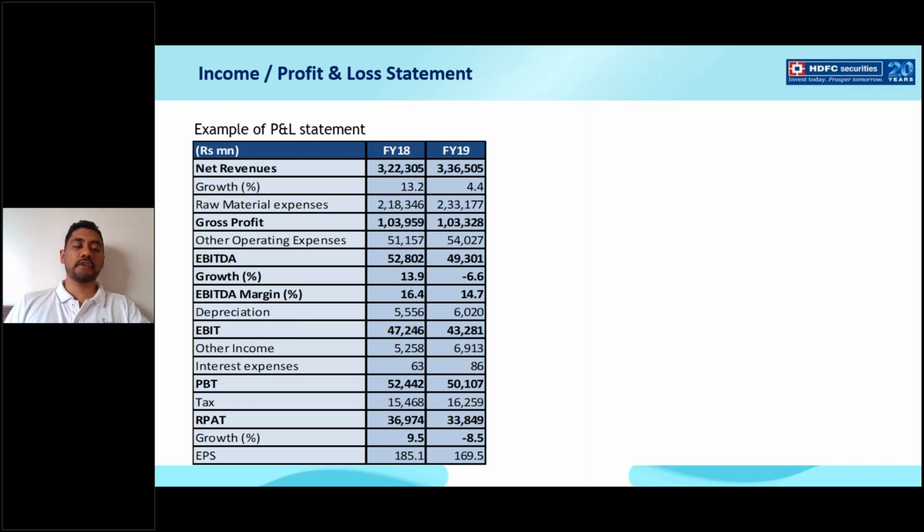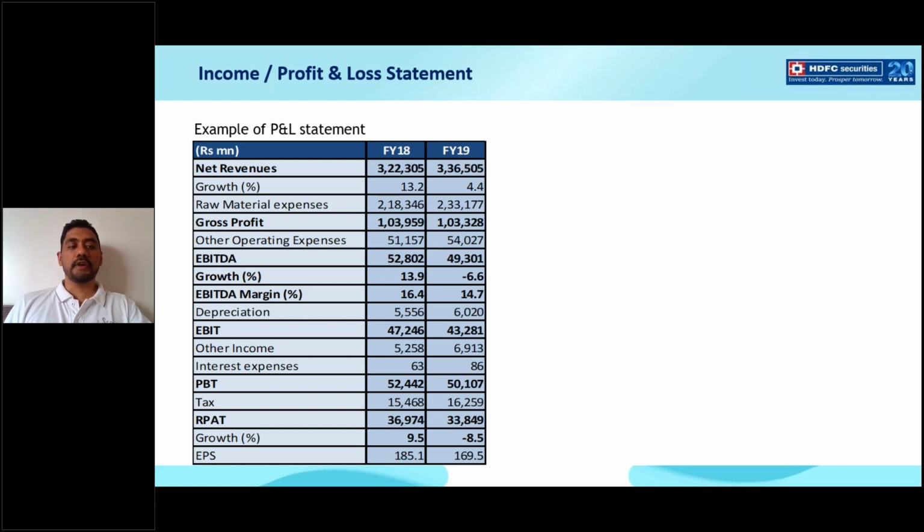So from the net revenues, if we reduce the raw material cost of the company or the cost of goods sold, we would get the gross profit of the company. Dividing the gross profit by the net revenues, we would get the gross margins of the company. This gives us a view of how much is the contribution of the raw material, and how much the company can cover its other expenses through the gross margin.